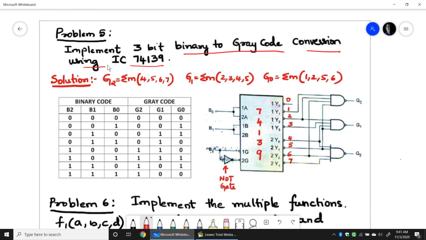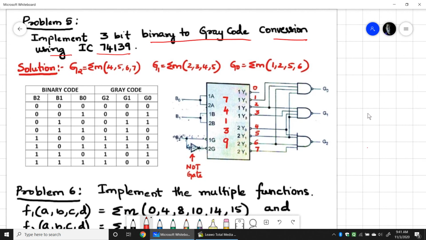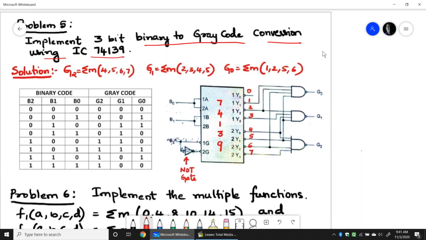Let us now implement a 3-bit binary to gray code conversion using IC 74139. So for that we need to know how to convert binary to gray, which is 3-bit binary to gray. I'll just show you a small explanation, a very simple way of converting binary to gray.